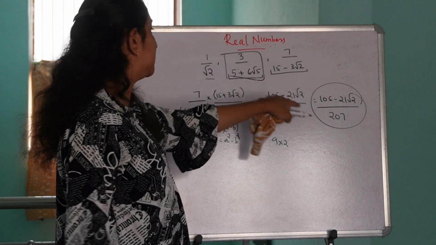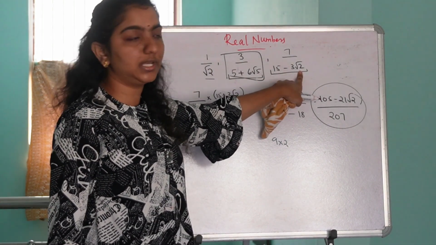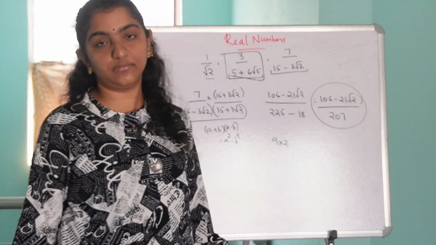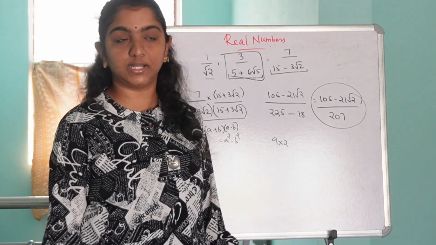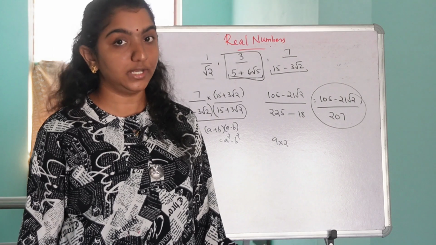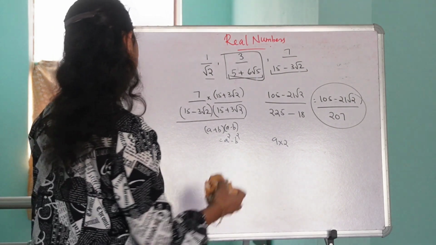Now we have converted the irrational number in the denominator into a rational number without changing the actual value of the given real number. Is it clear? We have rationalized the denominator. Is it clear? Okay.